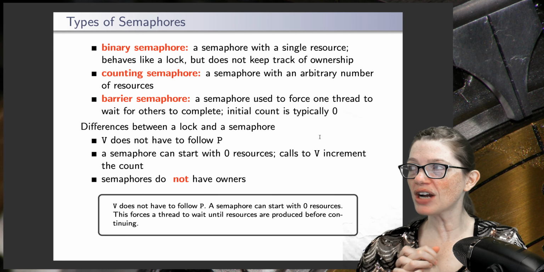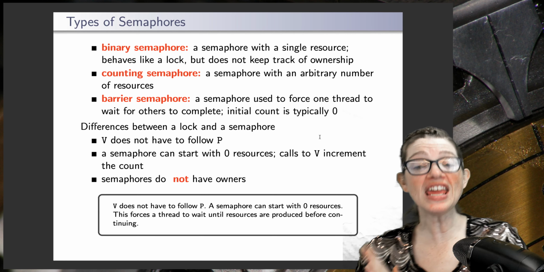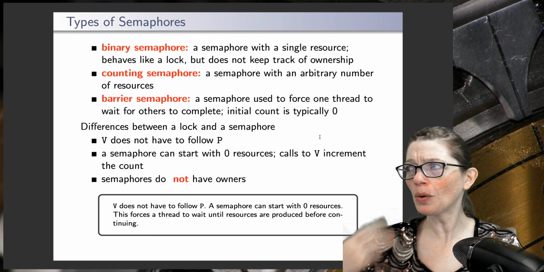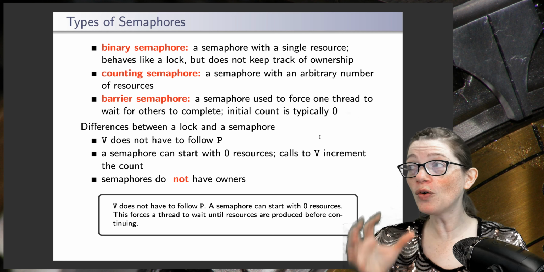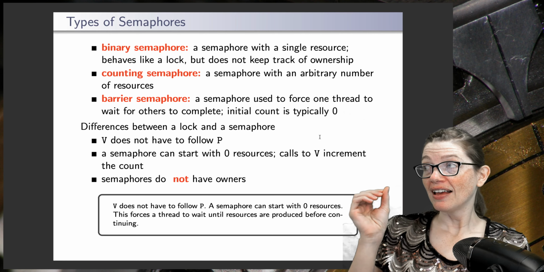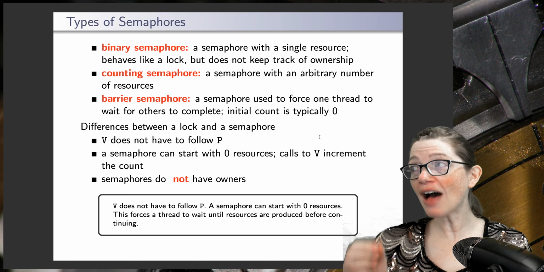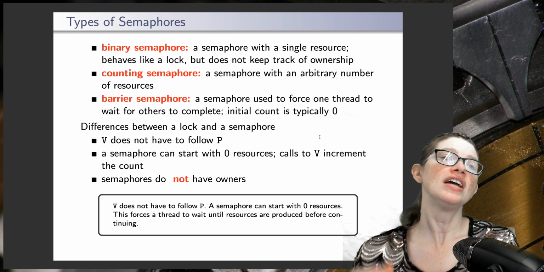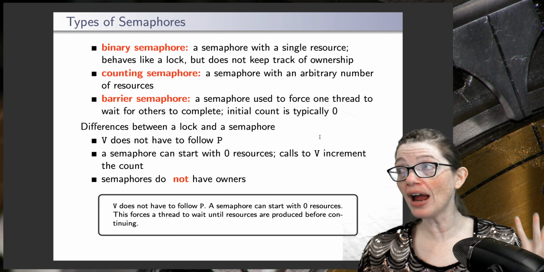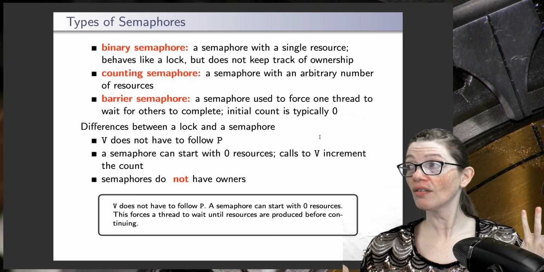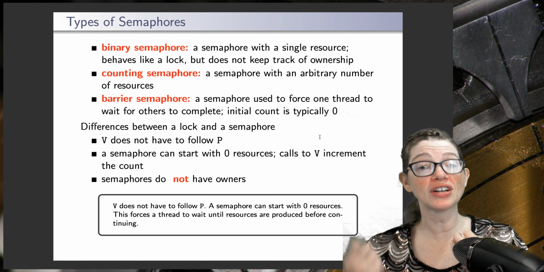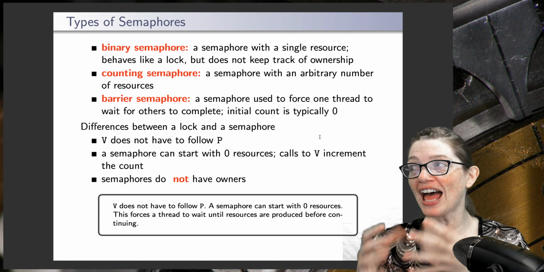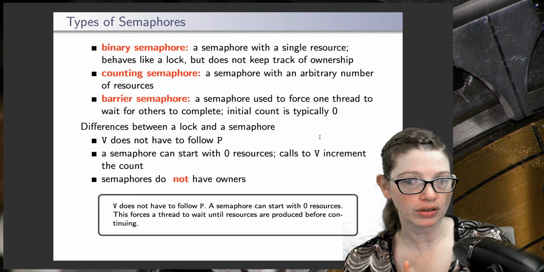And because you don't keep track of ownership, what's really interesting is you can actually V the semaphore before you P it. When you're thinking about a lock, that doesn't make sense. You can't release a lock before you've acquired it. But a semaphore is about resources. You can start with no resources and have a thread start to produce those resources. That makes perfect sense. If a baker shows up to their bakery in the morning, presumably their shelves are empty. They have no cupcakes. And then they're going to go into the kitchen and start baking cupcakes and producing those resources. So their semaphore count started at 0, and then as they bake the cupcakes, they start V'ing their semaphore.